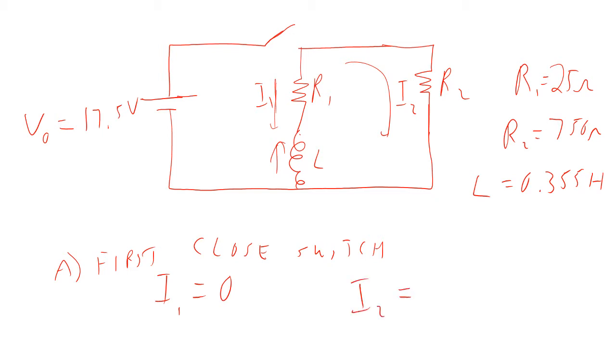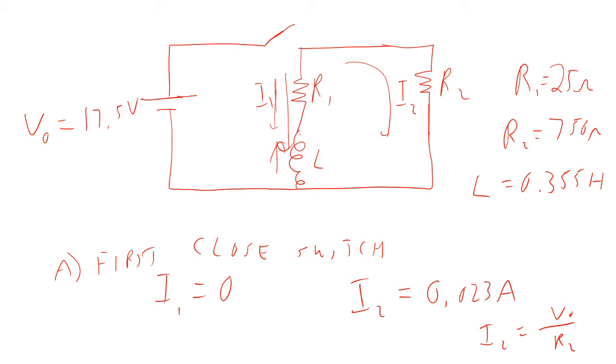But as soon as there's voltage, current starts flowing in resistor 2. And so you get 0.023 amps, 23 milliamps. I2 is going to be V0 over R2. You plug the numbers in, you get 23 milliamps. And so that's the instant you close the switch. Now, a fraction of a second later, current starts flowing here.